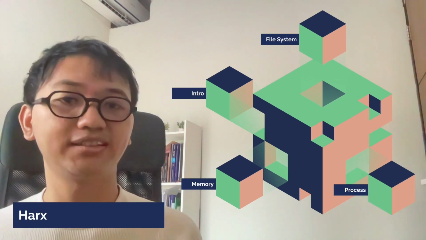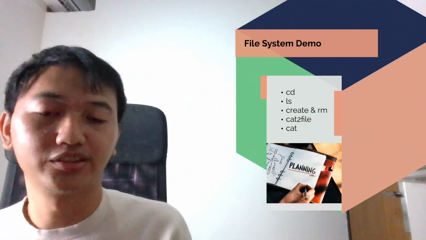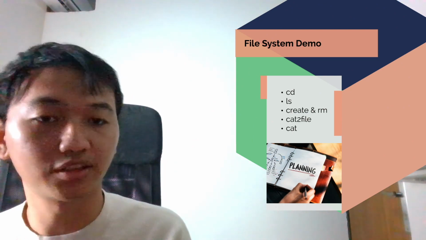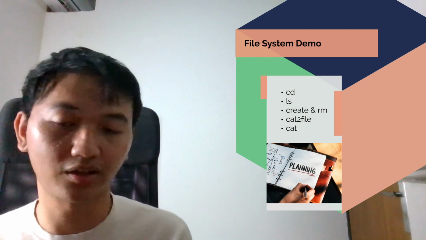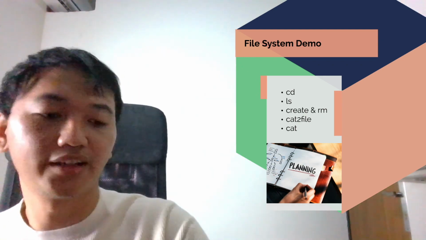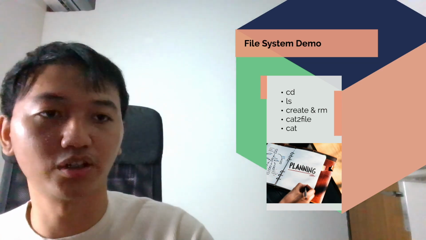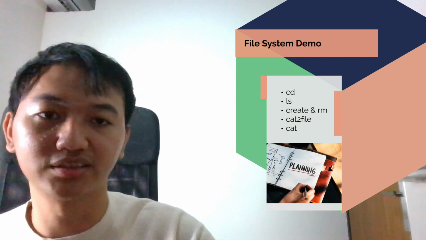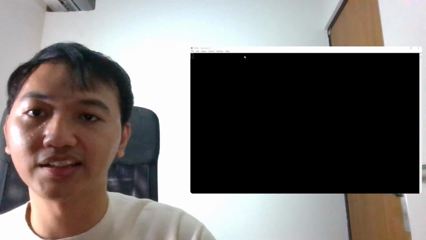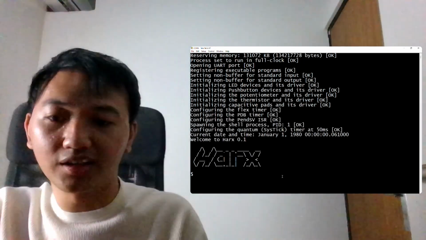So yeah, let's talk about the next thing, which is the file system. We'll start with changing directory and then printing the content of the directory, creating a file there, writing to a file, and then printing the content back. There are actually a lot that I would like to demo, so I may be going faster. So let me start to share the screen and then start the operating system. I hope the font is big enough.